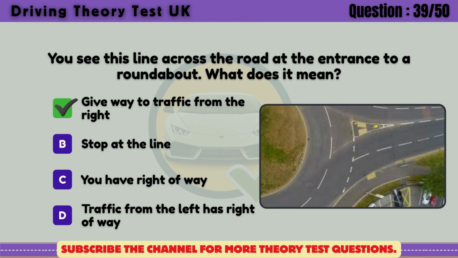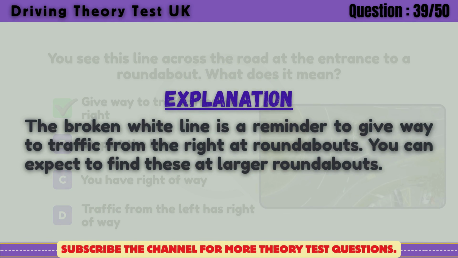Answer is A. Give way to traffic from the right. The broken white line is a reminder to give way to traffic from the right at roundabouts. You can expect to find these at larger roundabouts.